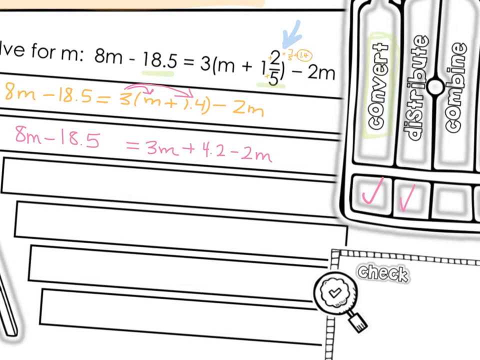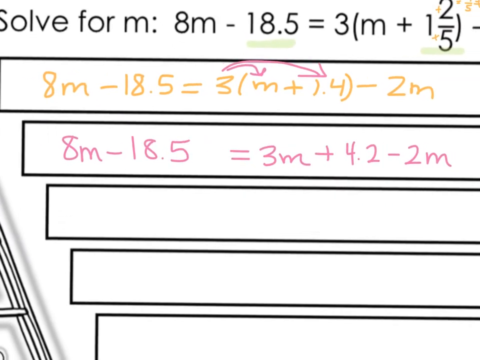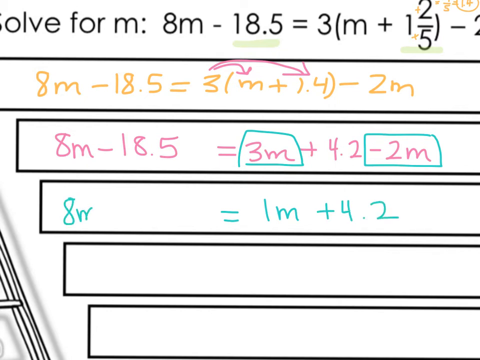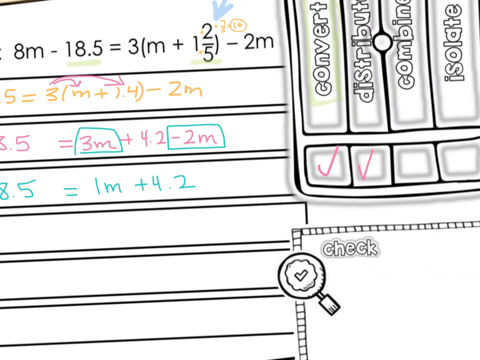The next step says combine. So now on both sides, I'm looking to combine any like terms. Where do I have like terms? Here and here. So 3m minus 2m is 1m. Again, bringing everything down, being patient, being neat, showing each step. Okay, now we're going to isolate. I keep referring back to my checklist. I did combine. Now I isolate.